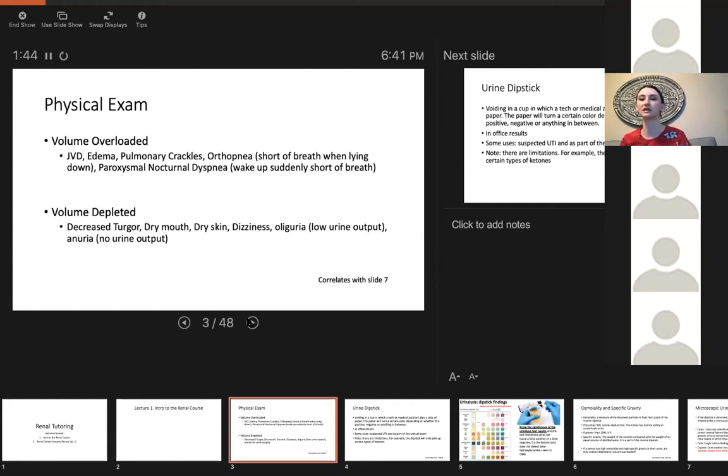Volume depleted would be decreased turgor, dry mouth, tacky secretions, they're dizzy. If they stand up from a seated position, they feel lightheaded. They're not able to have any urine output, or low urine output.